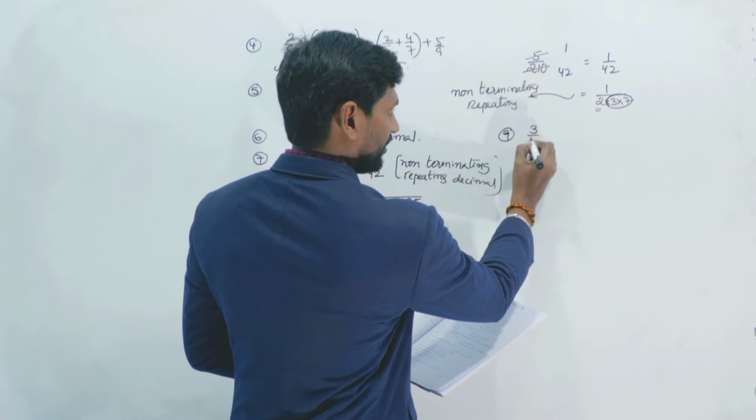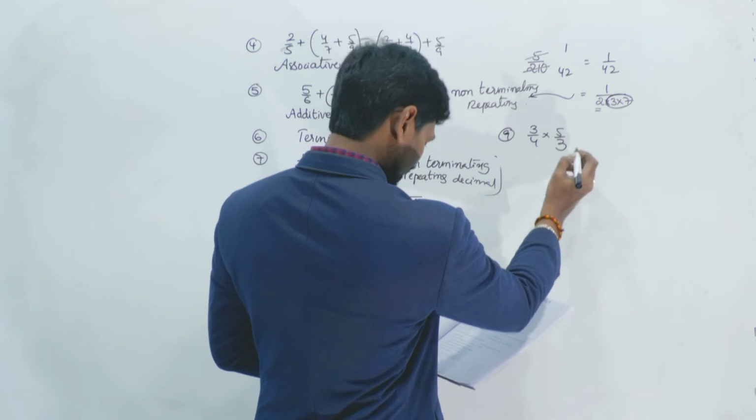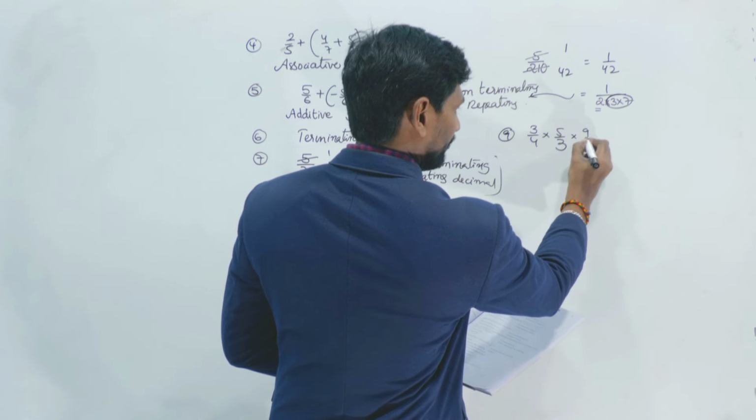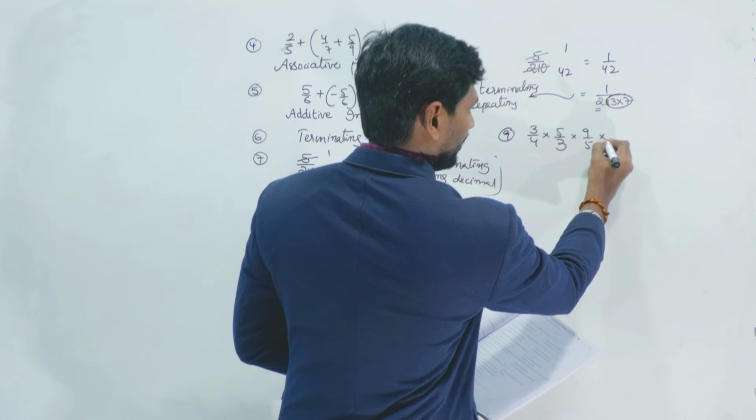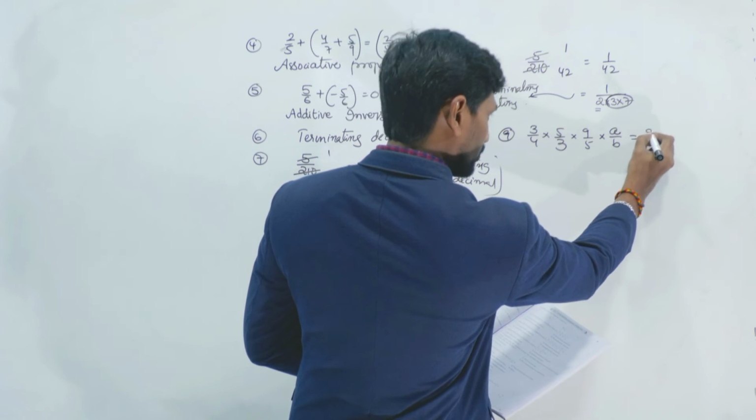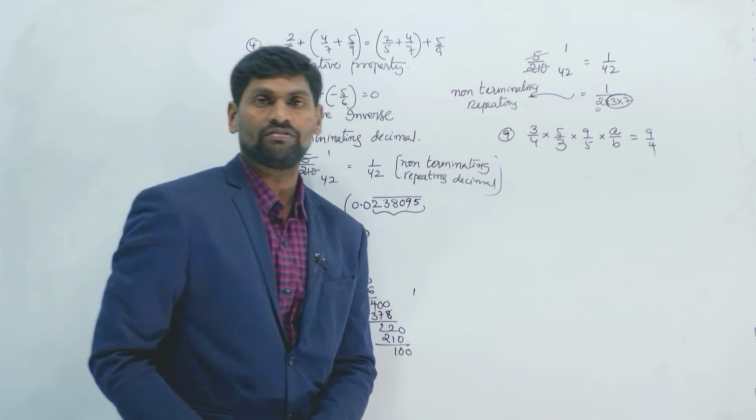Now 9th question. That is, if 3 by 4 into 5 by 3 into 9 by 5 into a by b equals 9 by 4, we need to find the a by b value.